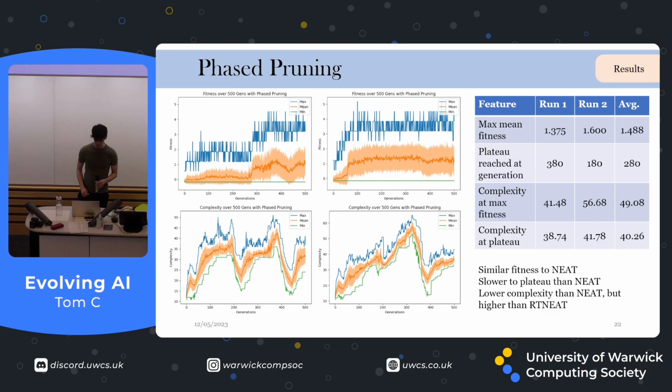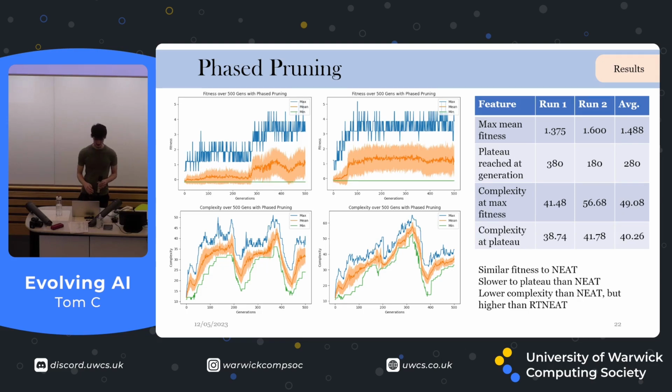For the phased pruning algorithm, we see some more interesting results. Perhaps as expected here, the complexity rises and falls. This is due to the fact that the pruning phases begin and we start stripping away the structure. You can see that it comes in cycles because it strips away until the fitness no longer remains equal, essentially determining that we have taken away too much structure and we need to start adding it back.